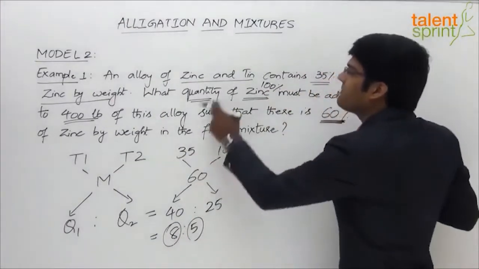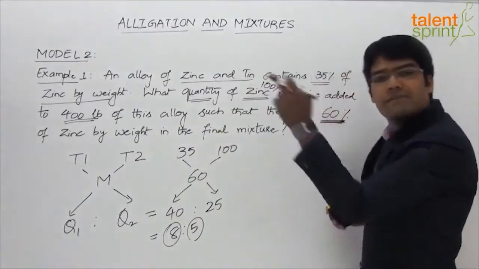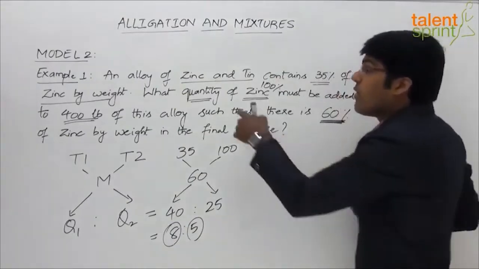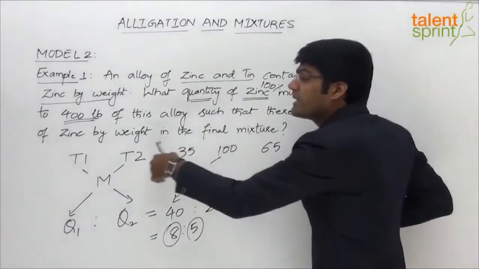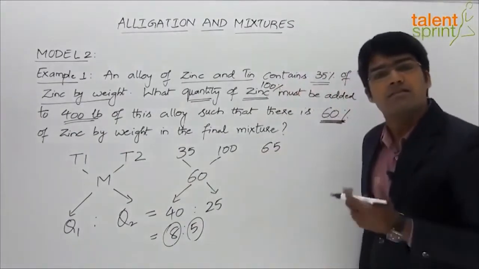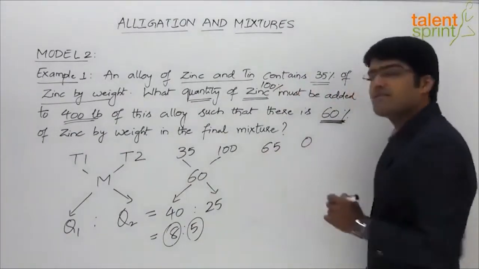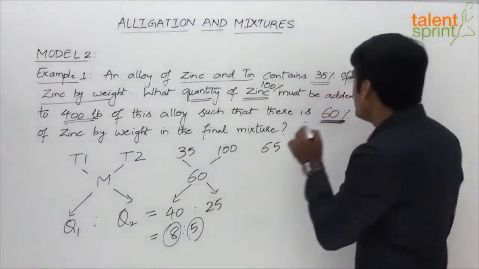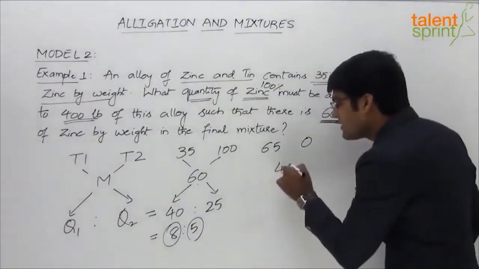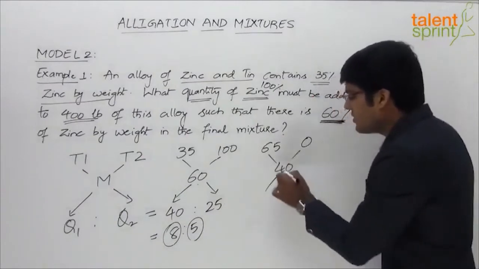So if 35% is zinc, the remaining 65% will be tin. So this is 65%. Now we are adding pure zinc to type 1. If we are adding pure zinc, what will be the concentration of tin? 0. So this should be taken as 0. And in the final mixture, we know that 60% is zinc, so the remaining 40% has to be tin. Now let's see what the ratio will be if we take the cross difference.